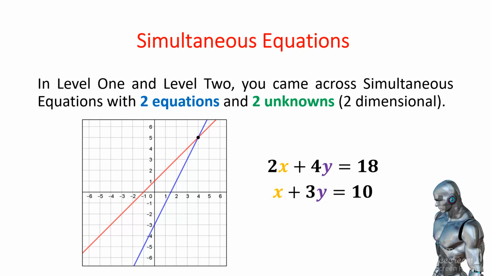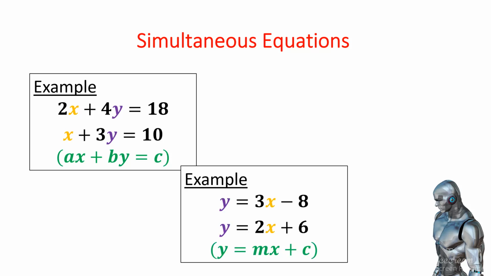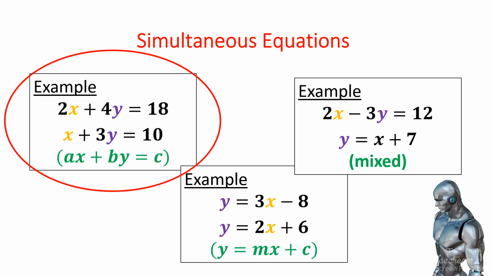Now in level 1 and level 2 you would have come across simultaneous equations that had two equations and two unknowns. These are two-dimensional simultaneous equations and our two unknowns were x and y. You may have come across them in the form where both equations were in the form of ax plus by equal to c, or where both equations were in the form of y equal to mx plus c, or you may have come across simultaneous equations where you had one in each form. We're going to focus primarily on the ax plus by equal to c form.